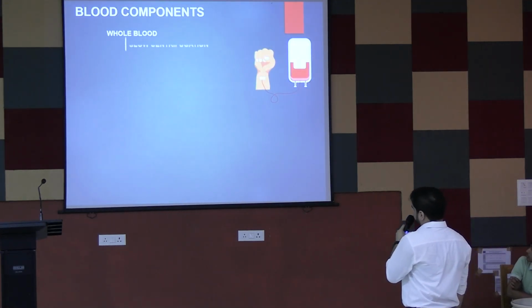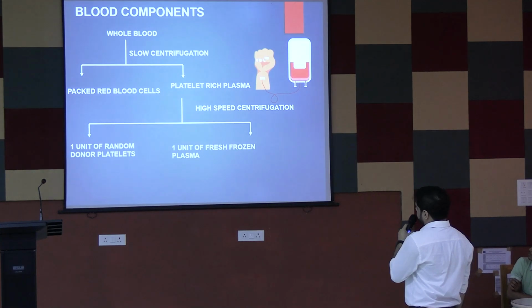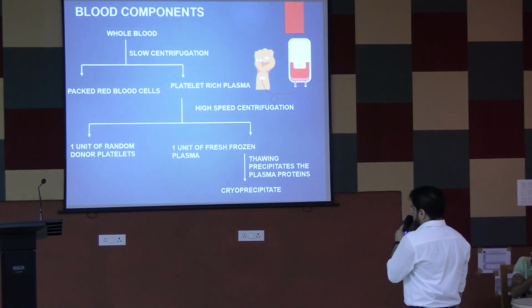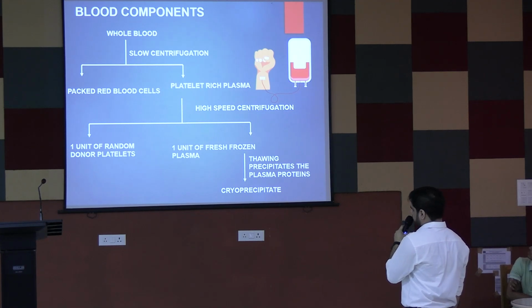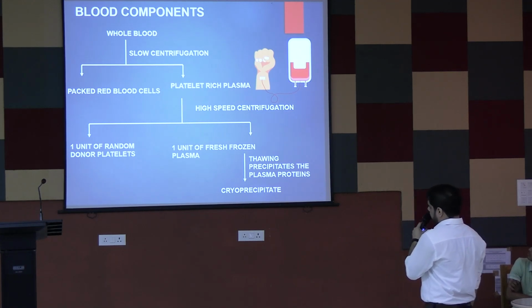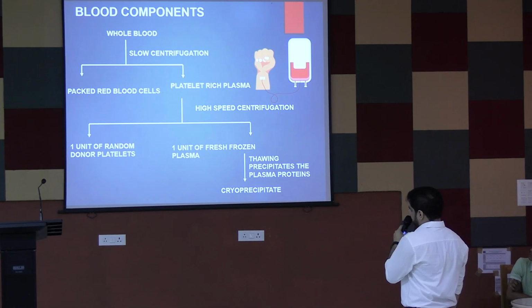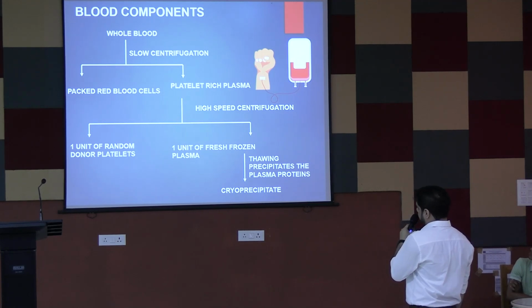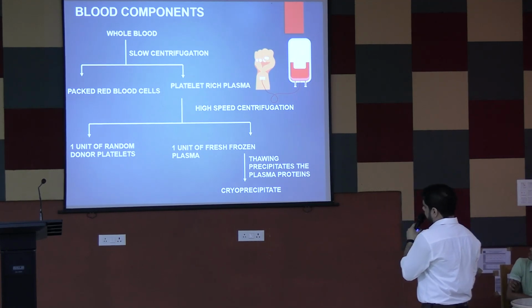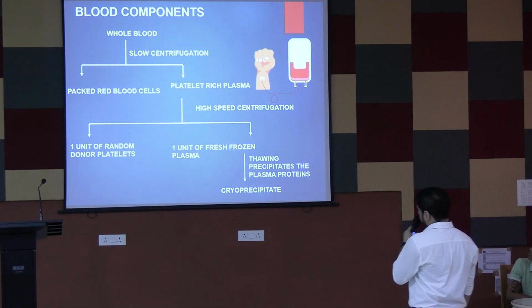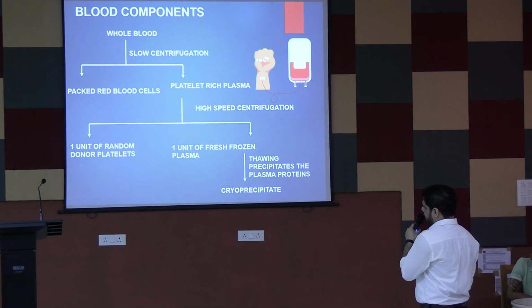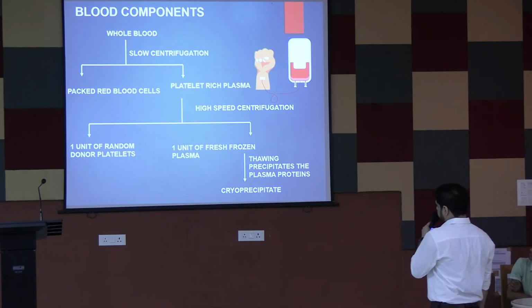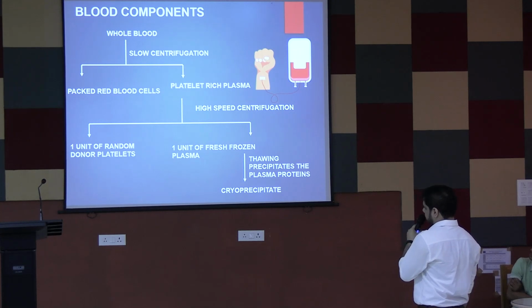Blood components: first whole blood, then first slow centrifugation should be done, then it is divided into packed red cells and platelet-rich plasma. Then high speed centrifugation is done, then it is divided into 1 unit of random donor platelets and 1 unit of fresh frozen plasma. Thawing precipitates the plasma protein, then cryoprecipitate is obtained.